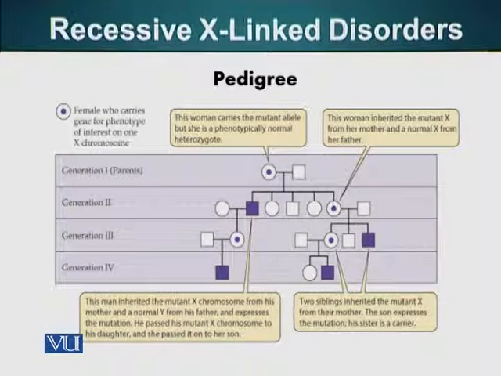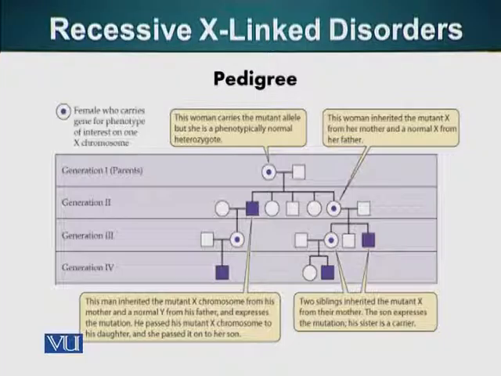So let's look at a pedigree. This is what a pedigree of X-linked disorders looks like. The circle with a dot in it is a female who is carrying the X chromosome with the mutated allele, an allele which is causing a disease. As you can see, this particular woman has a 50% chance, when she forms her gametes, of giving a normal copy and a 50% chance of giving the abnormal copy of the gene.